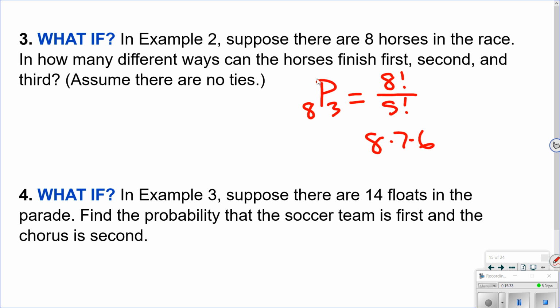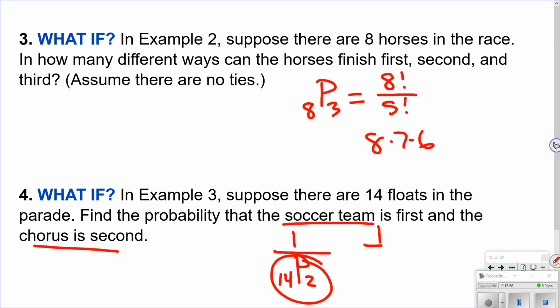Suppose there are 14 floats in the parade. Find the probability that the soccer team is first and the chorus is second. So again, you want one specific combination. You want the soccer team first and the choir second. So that means there's 1 out of. This time there are 14 floats, but you're still choosing 2. So you'd figure out what that came out to be. It's going to be 1 over 14 times 13. Whatever that comes out to be is going to give you the probability.